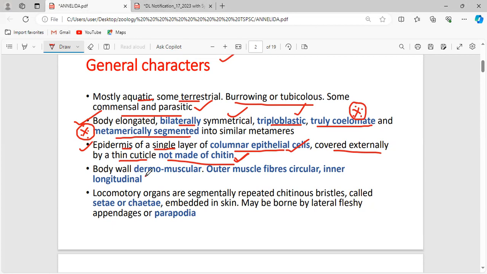And the body wall is dermomuscular. The muscular system is very well developed. The outer muscle fibers are circular and the inner are longitudinal. So a very well developed muscular system is seen in the phylum Annelida.